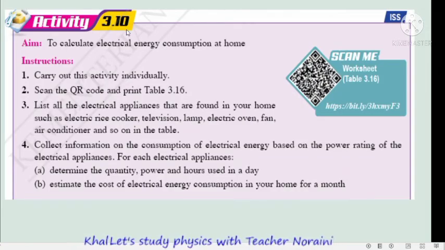Let's look at activity 3.10. Aim: to calculate electrical energy consumption at home. So this one will become one of the project-based learning. Carry out this activity individually. Scan the QR code and print table 3.16. List all the electrical appliances that are found in your home, such as electric rice cooker, television, lamp, electric oven, fan, aircon, and so on in the table. Collect information on the consumption of electrical energy based on the power rating of the electrical appliances. For each electrical appliance, determine the quantity, power, and hours used in a day. Estimate the cost of electrical energy consumption for a month.